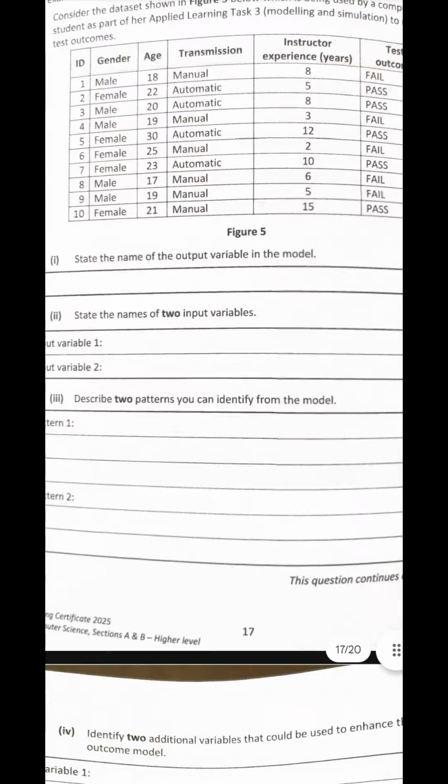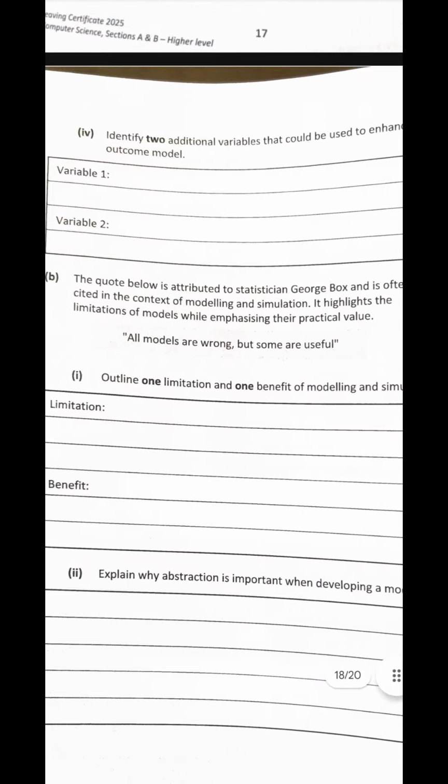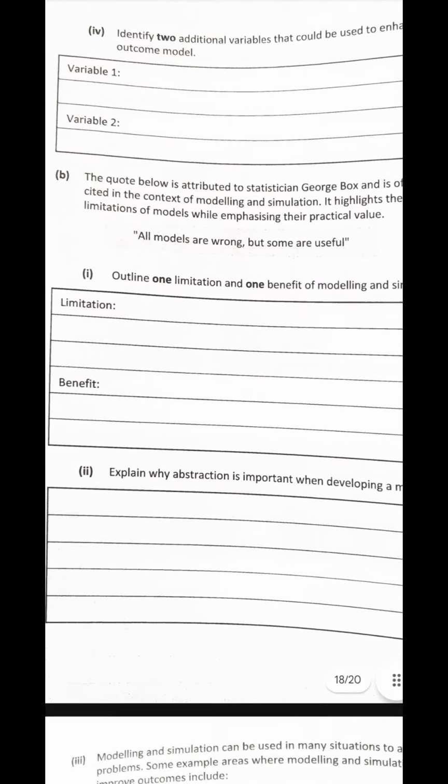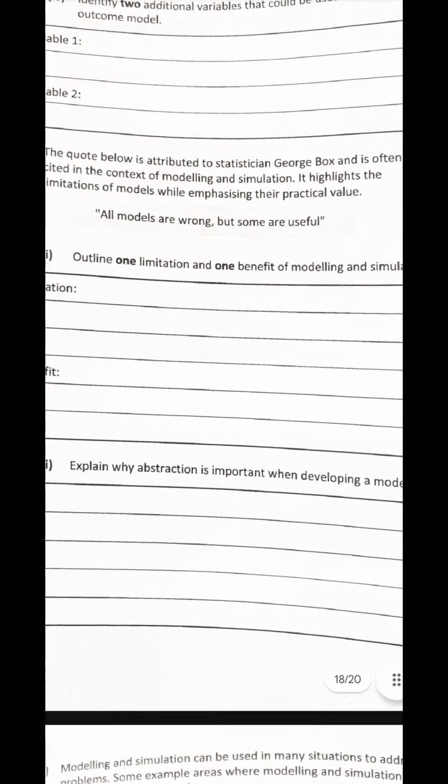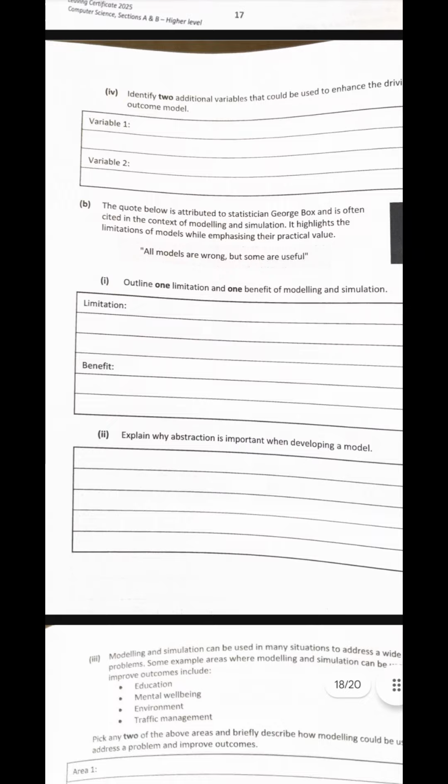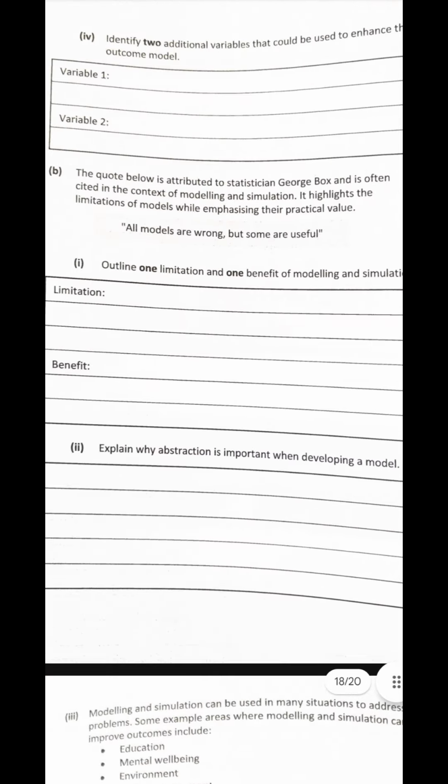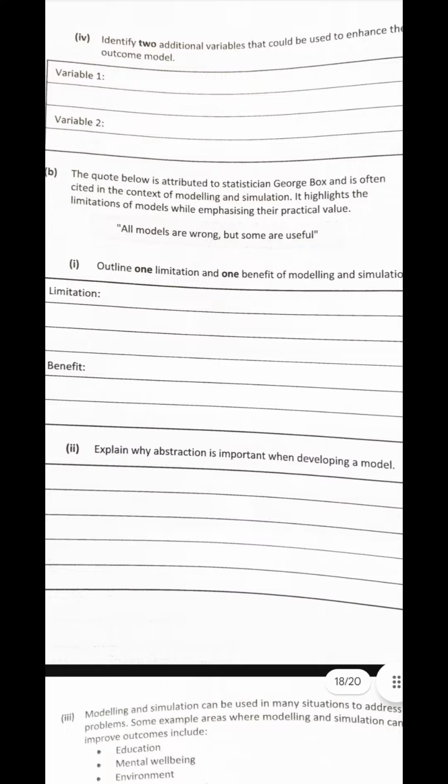Then, okay, there are some variables. Could you give two example variables? Again, that's kind of common sense. You could write whatever would fit there. "All models are wrong and some are useful." That's a lovely quote. I've heard that before a few times. It's lovely, and nice that they put it in the exam.